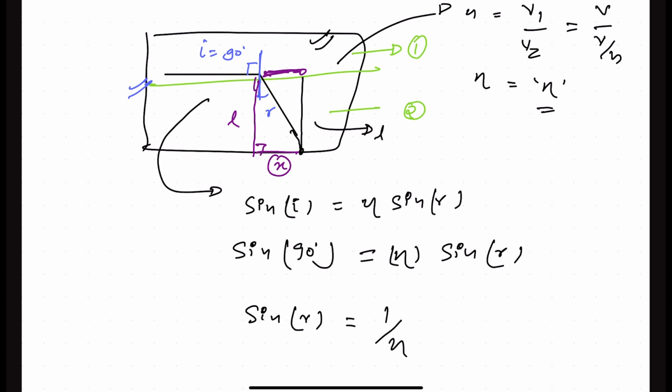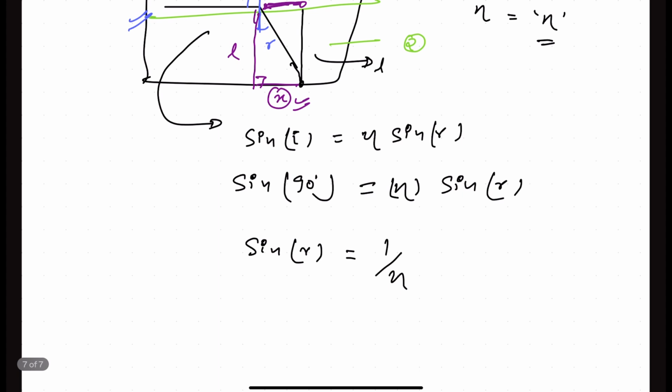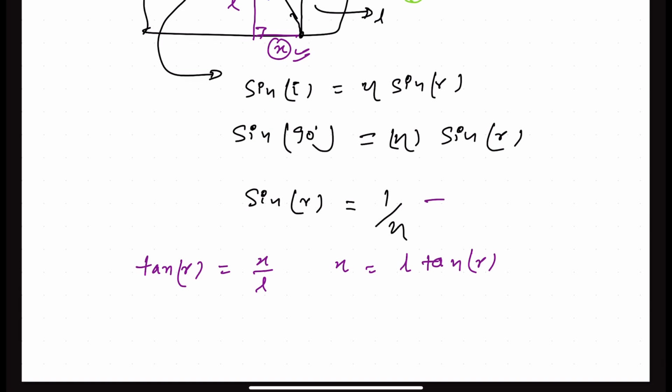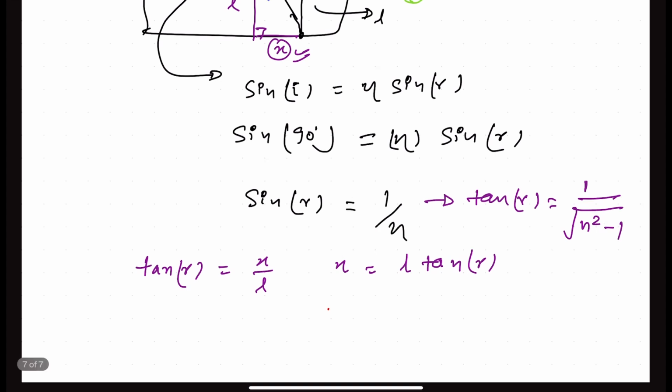Okay, so I need to find this one. So I can use the tan r formula. What is tan r? Tan r is the opposite divided by adjacent, so x divided by L. So x is basically L tan r, but I need to find tan r. Do I know sin r? Sin r is 1 by eta, so tan r is the opposite divided by adjacent, that is 1 divided by root of eta square minus 1. Look here, we are getting the same answer. x is L divided by root of eta square minus 1.